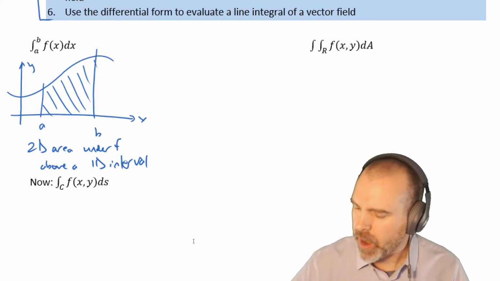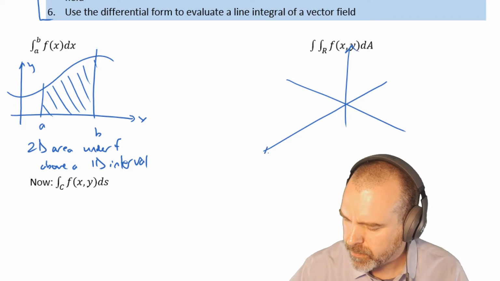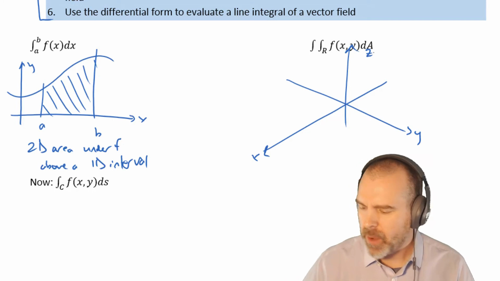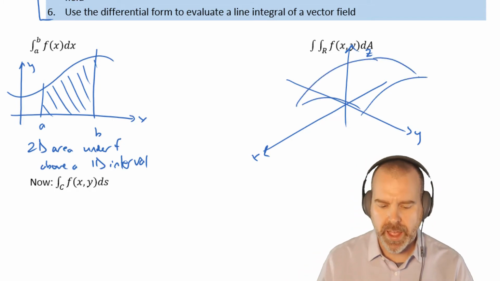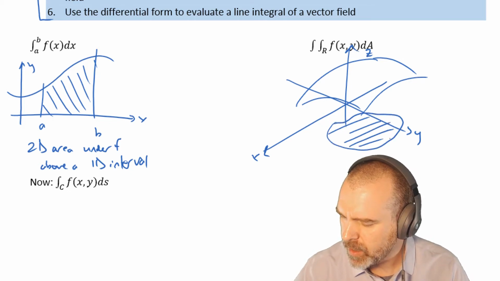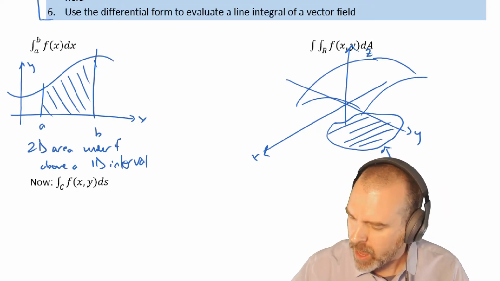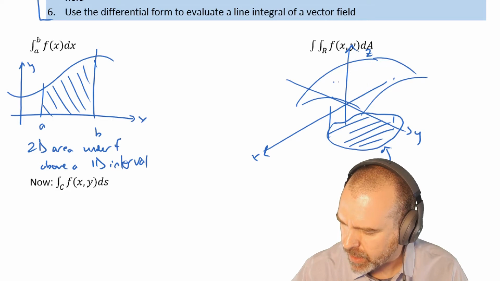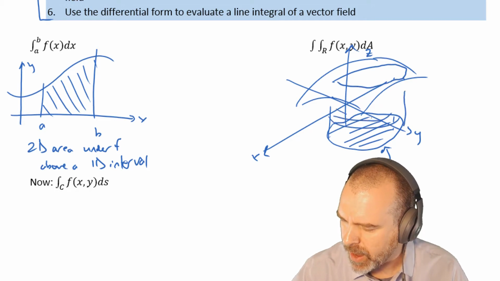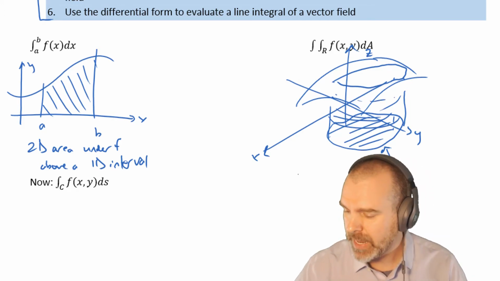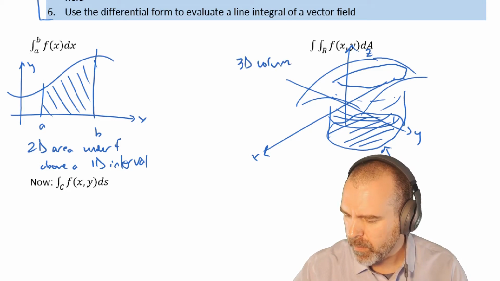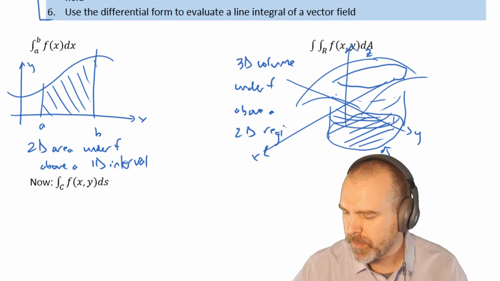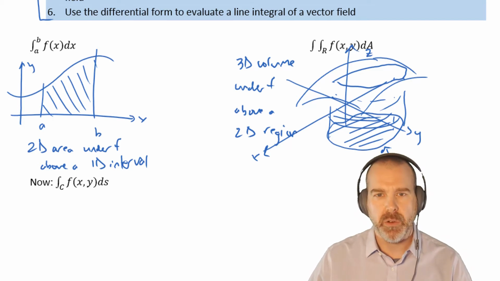For a double integral over some region R, we need 3 dimensions here. We have some function that's a function of x and y, and there's some region in the plane, that's our region R. And then if we project that up to the surface, that did not look good. Let's try that again. Projecting up, what we will get then is a 3D volume under the function above a 2-dimensional region. So that's the Calc 3 extension to that single integral from Calc 1.